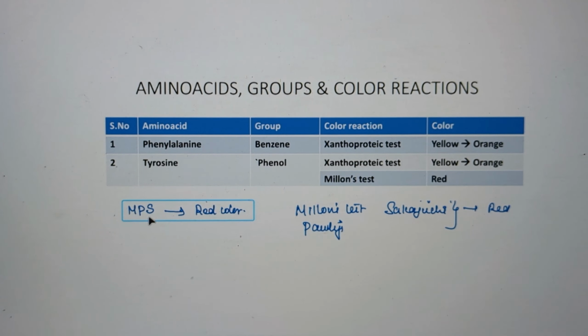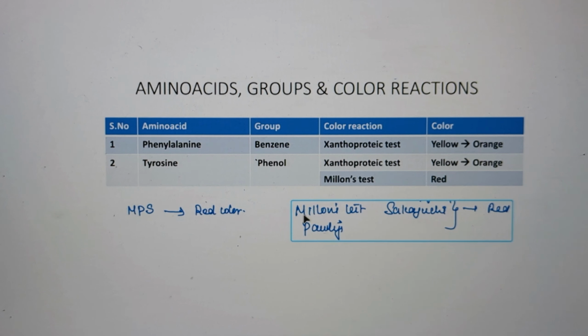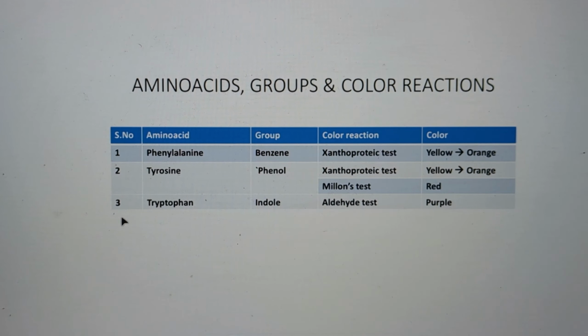Mnemonic for red color reaction is MCQs. Millon's test gives red color. Example: tyrosine. Pauly's test gives red color. Example: histidine. Sakaguchi test gives red color. Example: arginine.